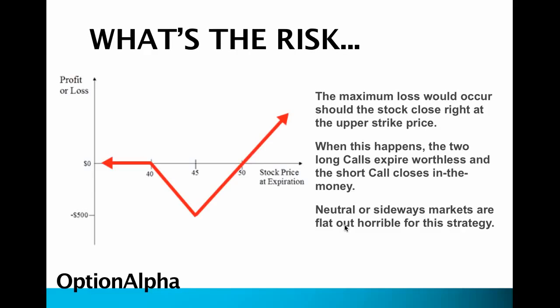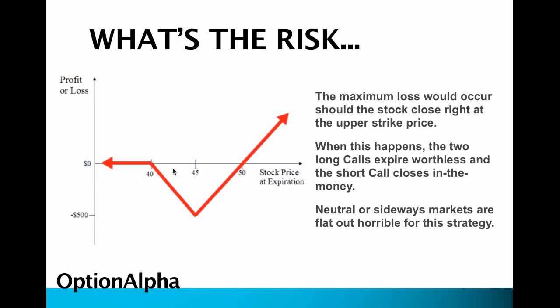Well, the maximum loss would occur should the stock close right at the upper strike price. So if the stock closed right at 45, that would create the maximum loss of $500 in this case. The reason that creates that loss is because, again, we are long 2 options at 45, so those options would expire worthless and they'd make no money. And then we'd be also short a 40 strike, which would be $500 in the money, so we'd have to buy that option back. And again, that's where the $500 loss comes into play as our maximum area.